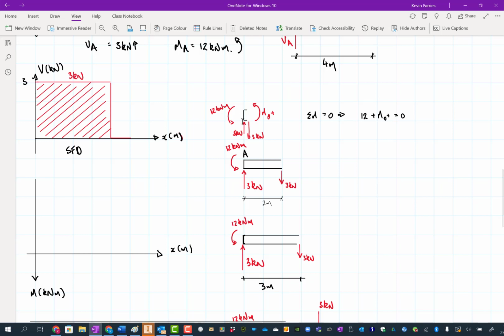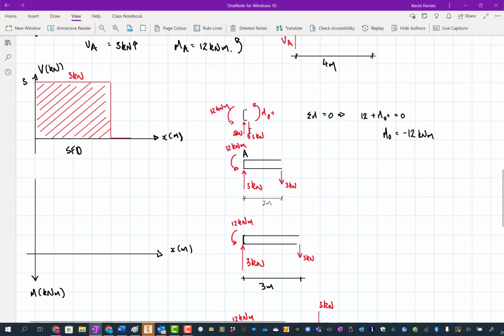Now, because this lever arm is so small, I'm just going to ignore it, so this would be 3 times something extremely small, 0.00001, and so it's pretty much 0. And this one goes through that point, so it is 0. So therefore, M naught is going to be minus 12 kilonewton meters. Just solving that. So it's like it's the opposite of the reaction here. It's just the opposite of that reaction.